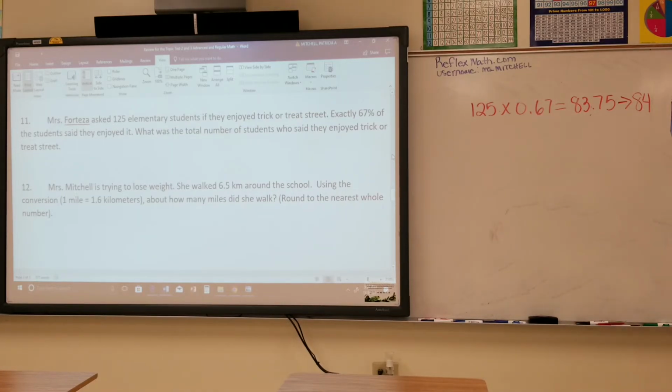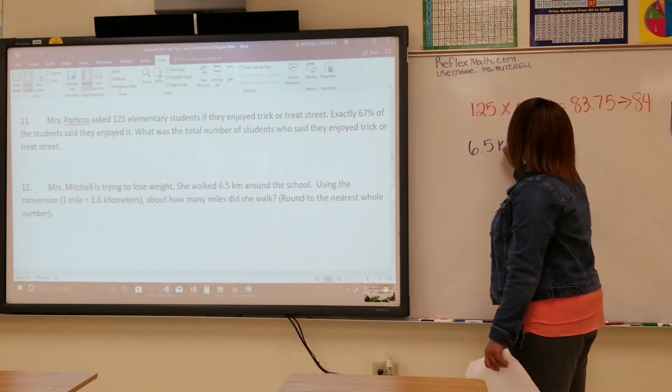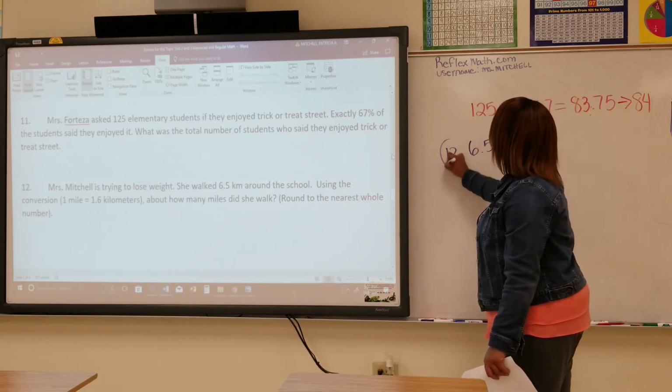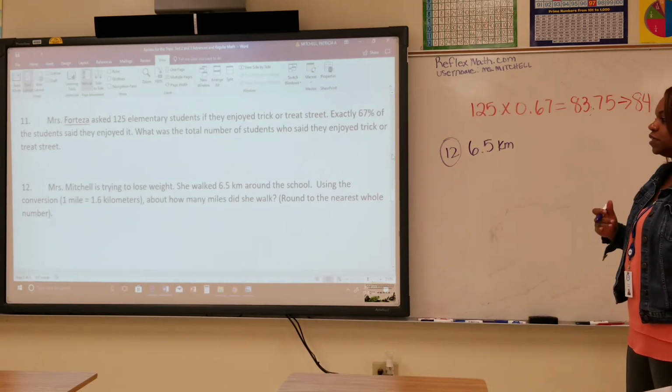Now, number 12. Ms. Mitchell, that's me, is trying to lose weight. Yes, I am. She walked 6.5 kilometers around the school. Using the conversion, 1 mile is equal to 1.6 kilometers, about how many miles did she walk? Round to the nearest whole number. Okay, so they said that I walked 6.5 kilometers. This is number 12. And our conversion is 1 mile is equal to 1.6 kilometers.